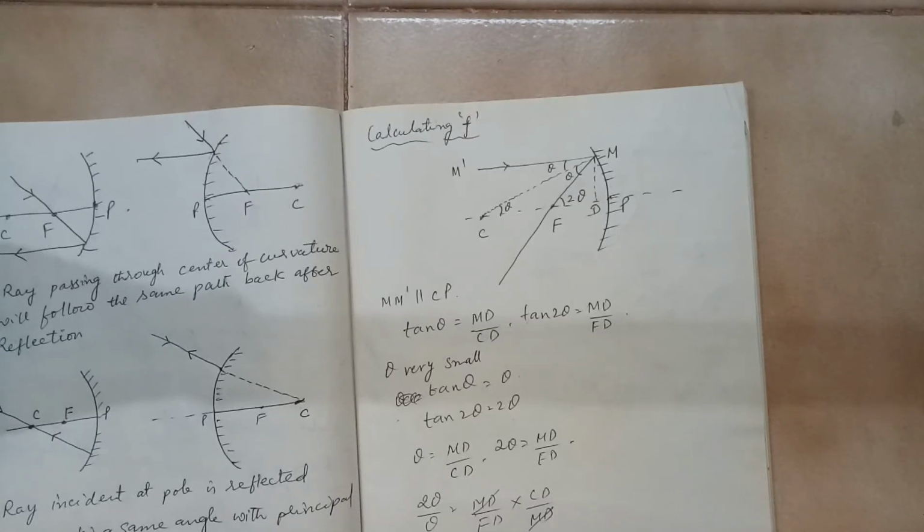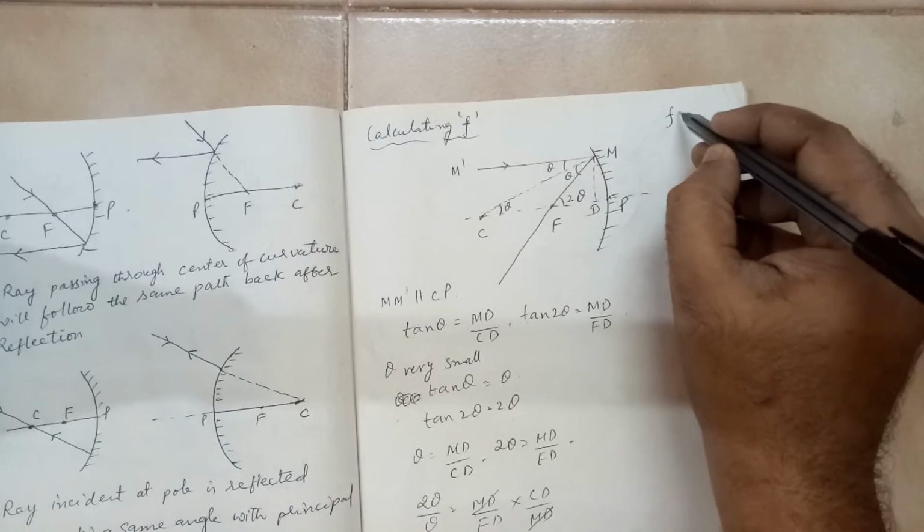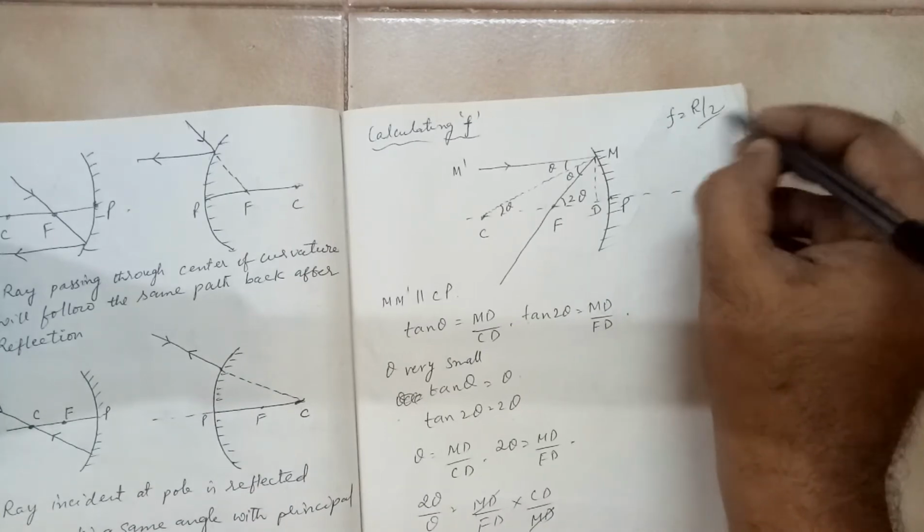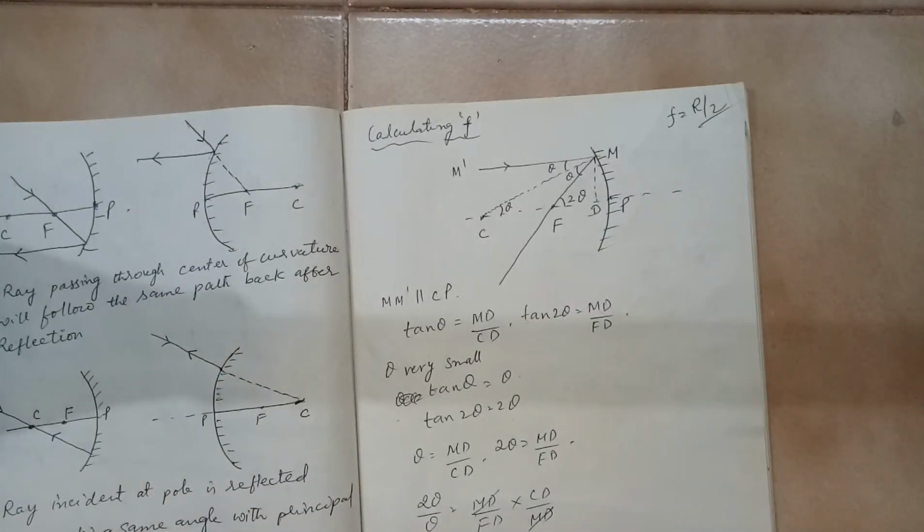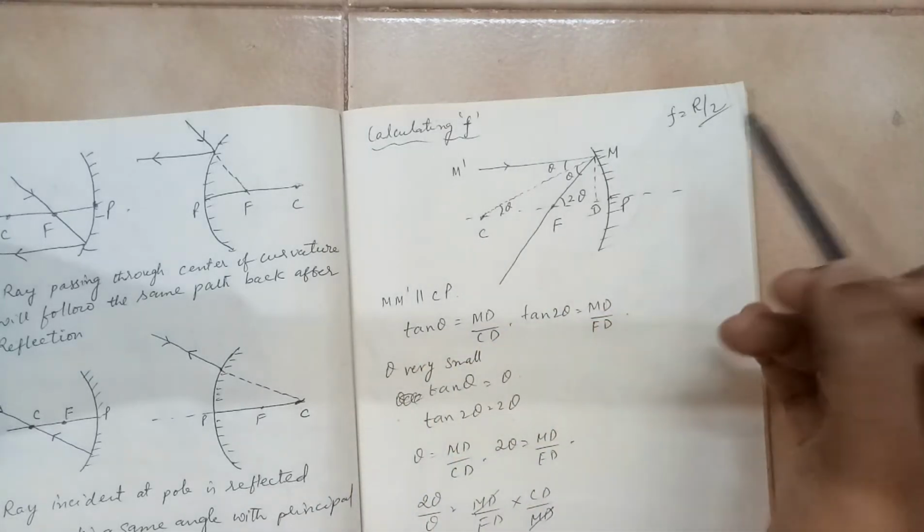So now let us discuss how to calculate f. F can be given by the expression f is equal to R by 2, where R is the radius of curvature. Let us derive it. Derivation is very simple.